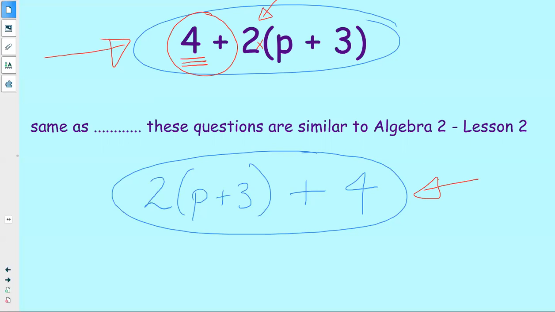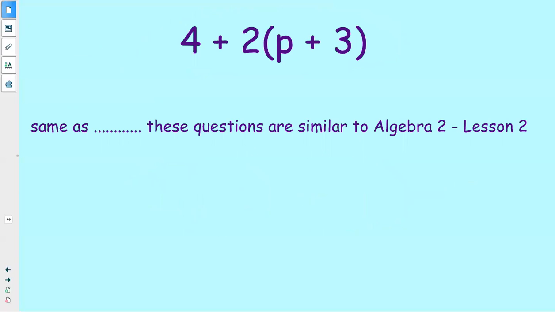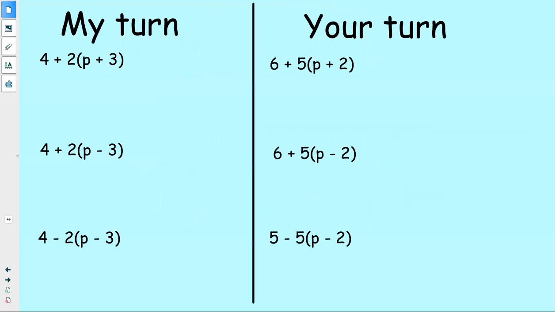So let's start. Okay, so my turn. I'm going to leave the 4 here, and I'm going to multiply out this bracket. So 2 multiplied by p is 2p, and 2 multiplied by the 3 is a positive 6. I didn't do anything with that 4. It just slid down to the next line, and then I multiplied the brackets, and now I'm going to simplify. And you know you can simplify only like terms. So the 4 and the 6 are going to add together.